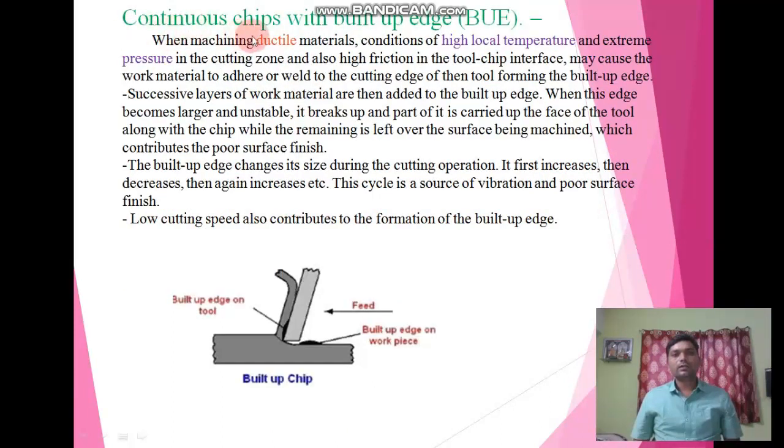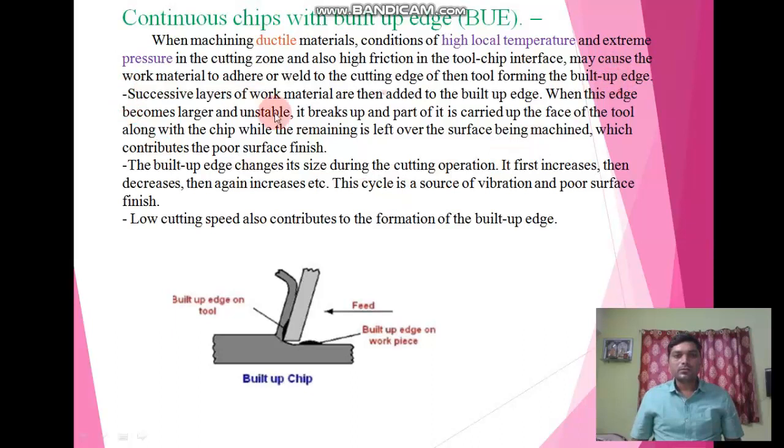Then we will see the continuous chips with built-up edge. The condition is for ductile material: during the machining operation, when there is high local temperature and extreme pressure in the cutting zone, and also high friction at the tool-chip interface, it may cause the work material to weld to the cutting edge, and so form the built-up edge.